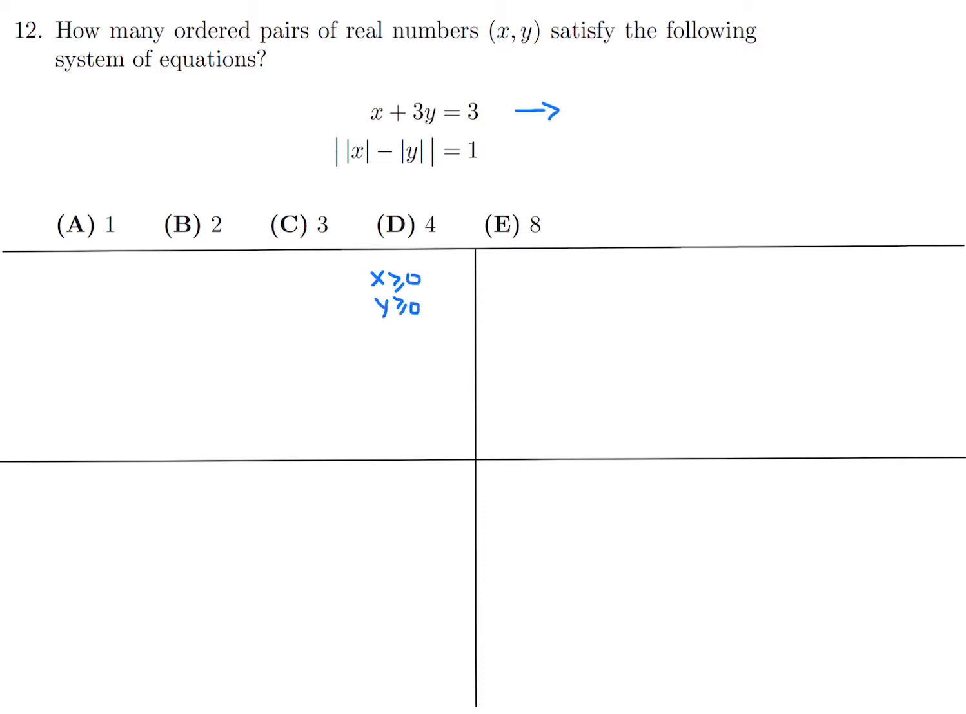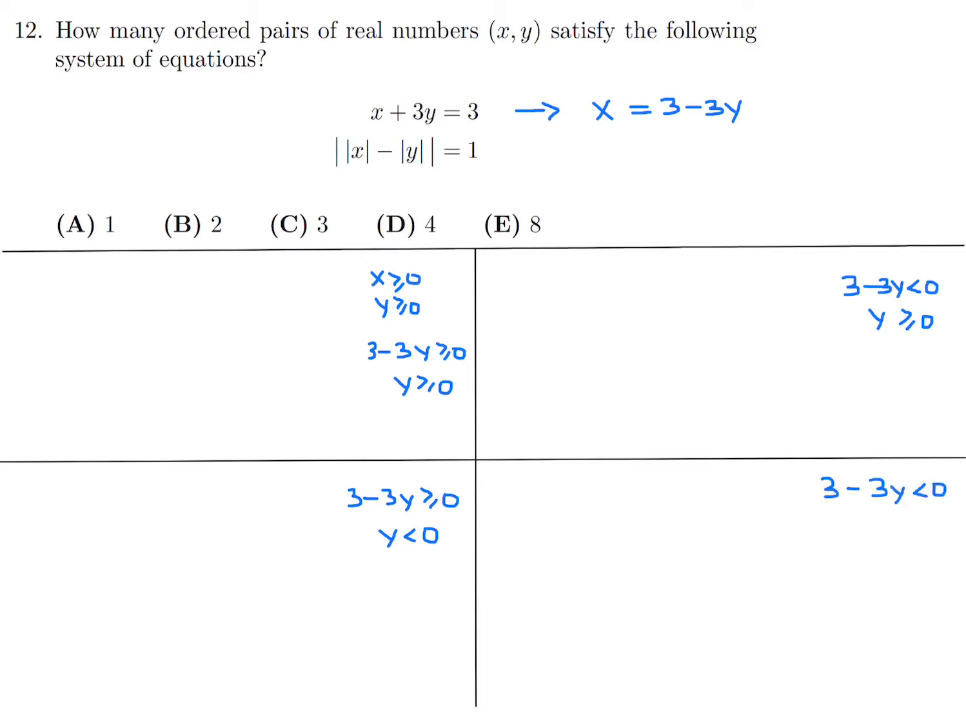Now, from this equation right here, I can isolate x, which is equal to 3 minus 3y. So what it really boils down to is 3 minus 3y is greater than or equal to 0, and y is greater than or equal to 0. The other one is 3 minus 3y is less than 0, but y is greater than or equal to 0. The other one, you just flip those. So 3 minus 3y is greater than or equal to 0, but y is less than 0. And then finally, both of them are less than 0: 3 minus 3y is less than 0, and y is less than 0.